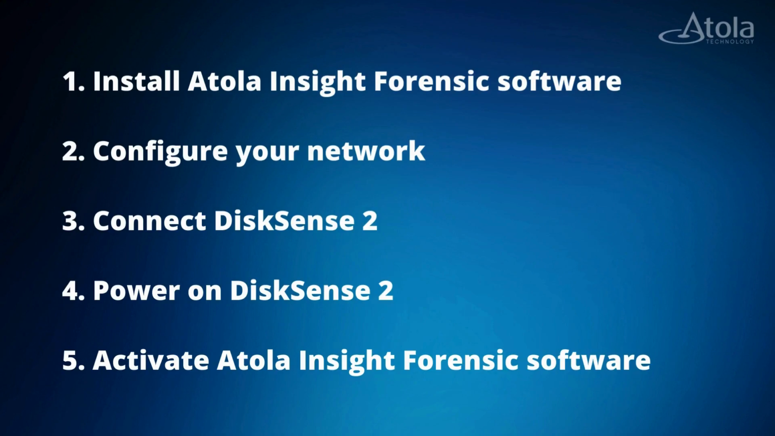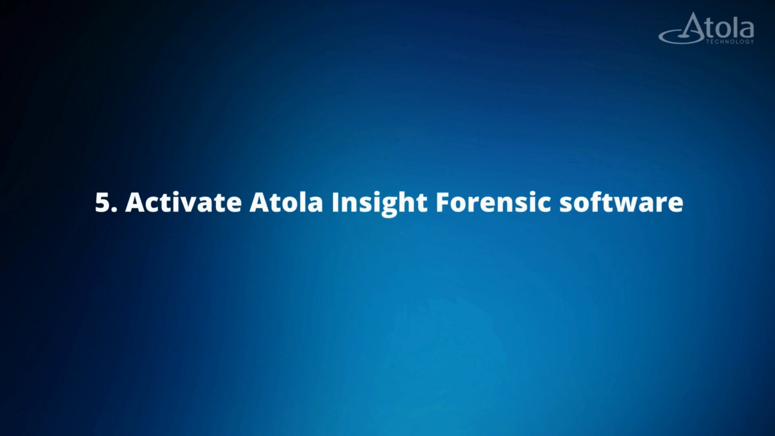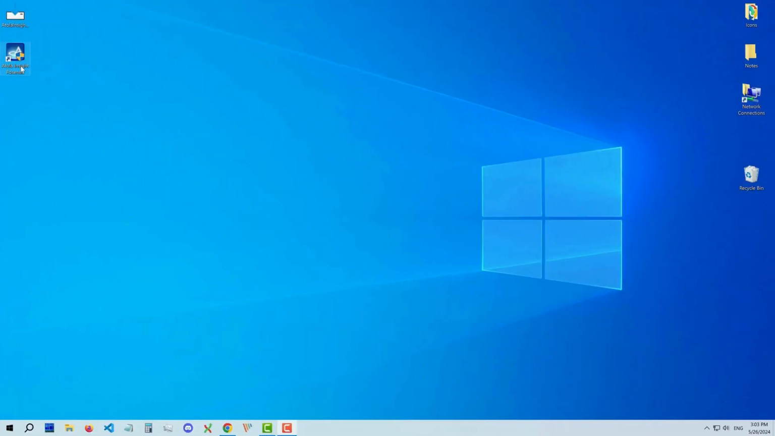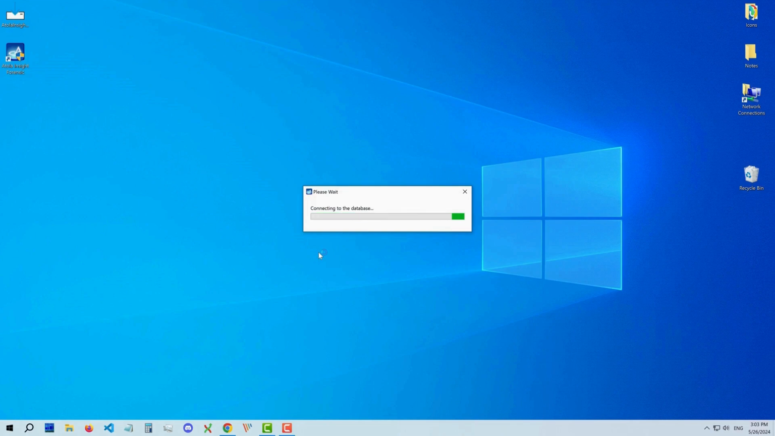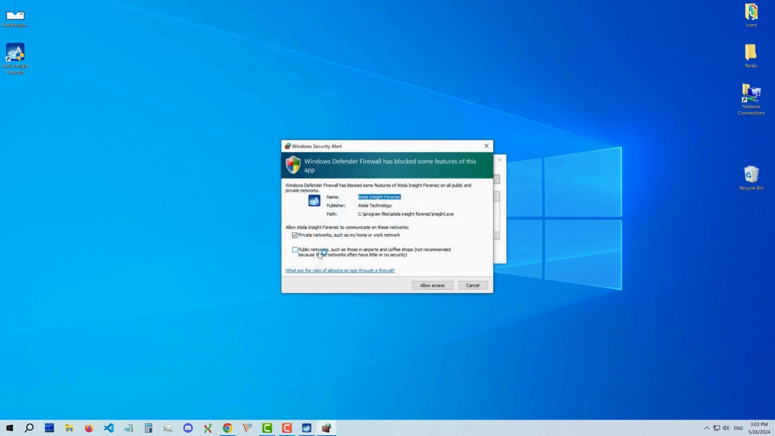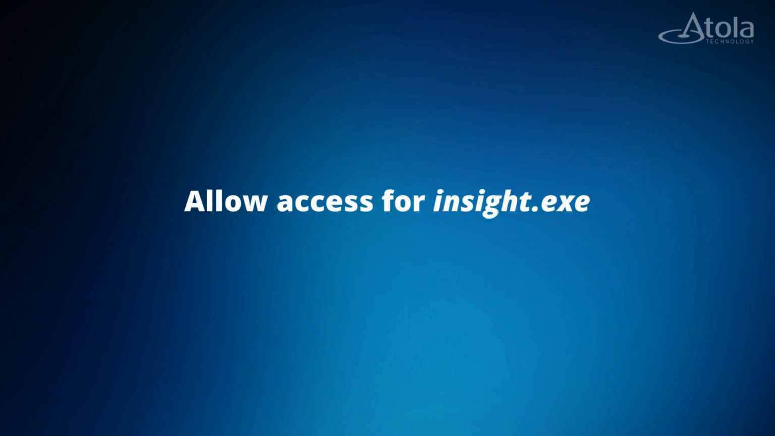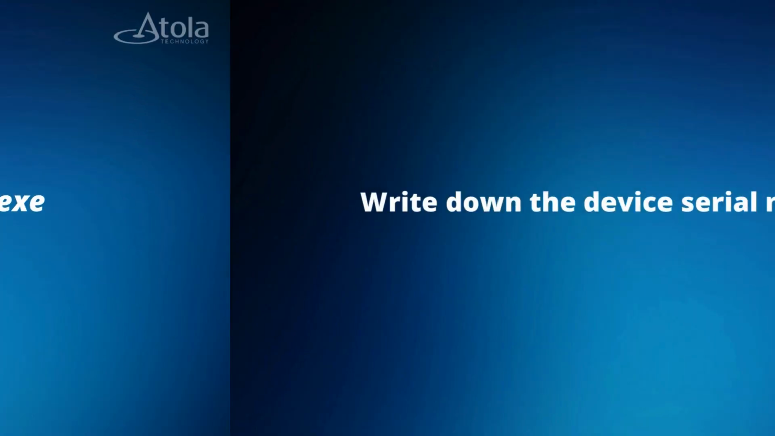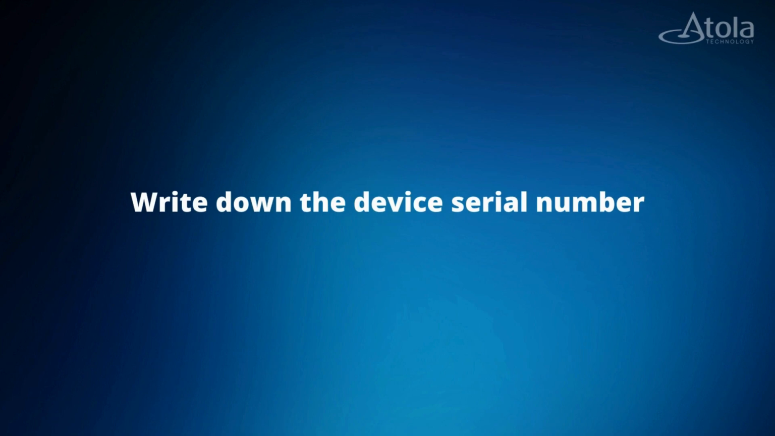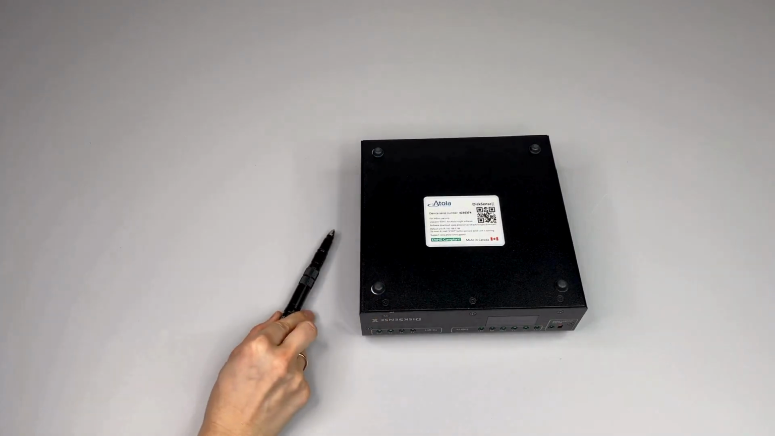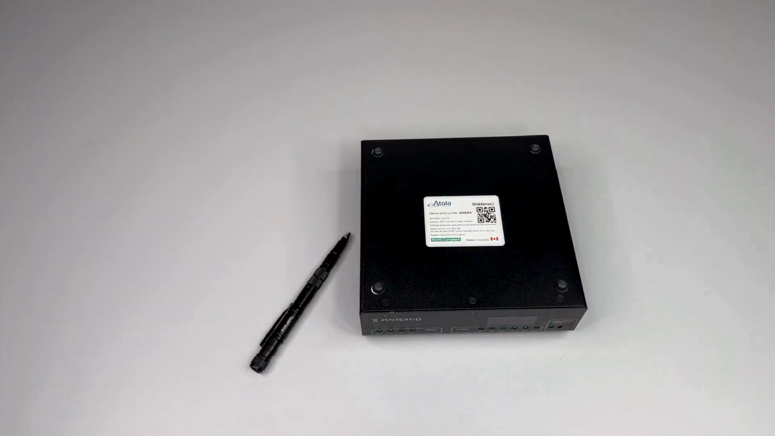Now, it's time to run and activate Atola Insight Forensic software. Launch the Atola Insight Forensic app. To prevent blocking communication between the software and DiskSense 2 hardware unit, allow access for Insight.exe in your firewall and anti-malware. Remember, to activate Insight Forensic software, you need the device serial number. It is located on the bottom of the DiskSense 2 unit.